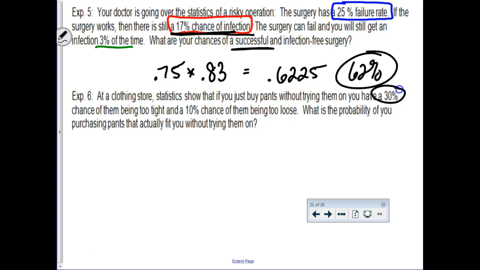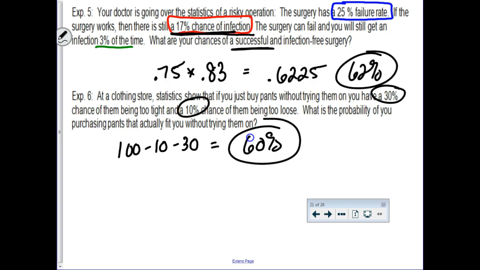Well, they're either going to be too tight, too loose, or they're going to fit. So 100% minus 10% minus 30% gives you, that's right, kids, 60%. You have a 60% chance of having your pants fit. That seems like not true. All right, moving along.